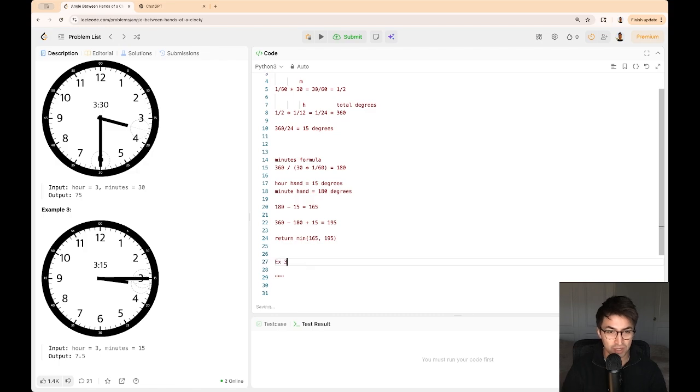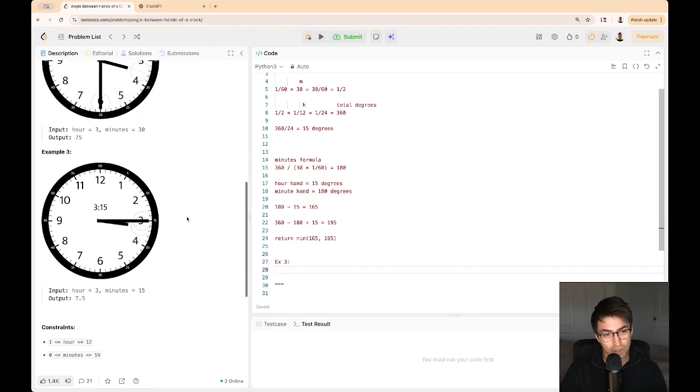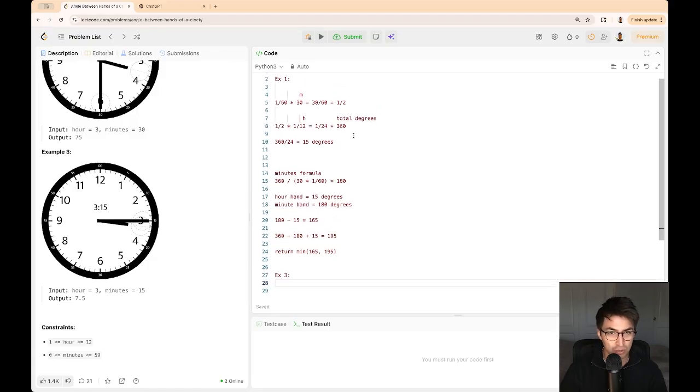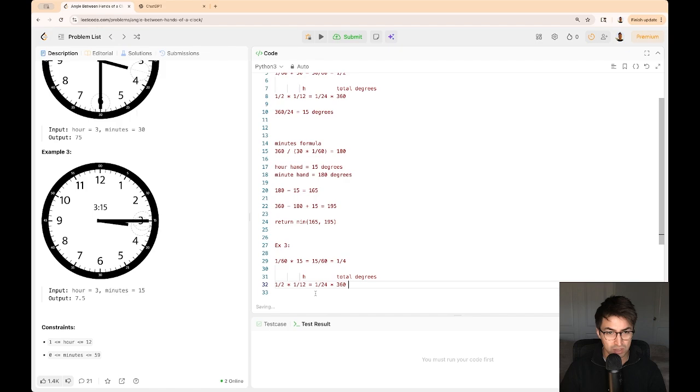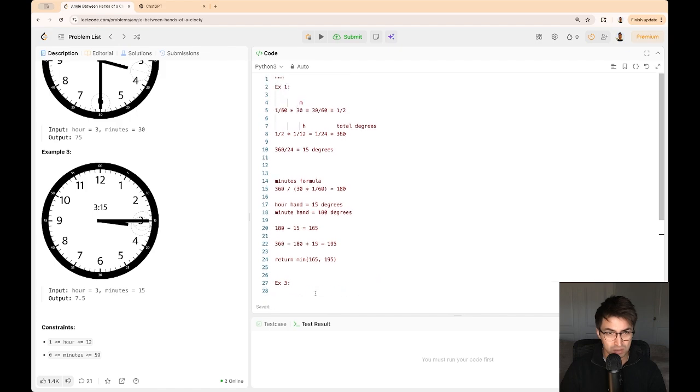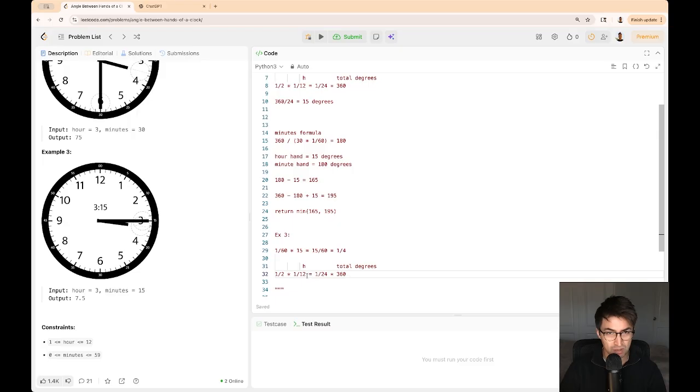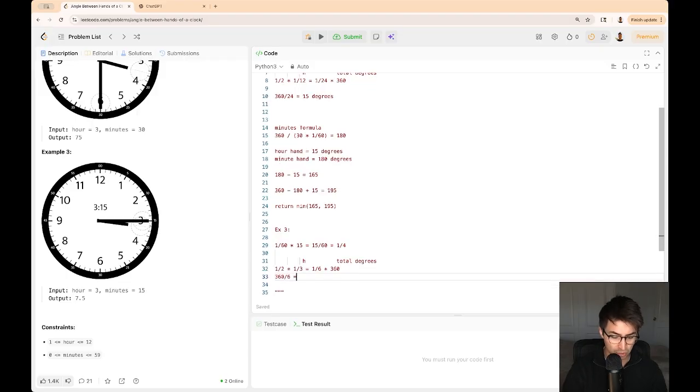Let's think of example 3. Example 3, hour 3. So let's just copy this over. The minutes was 15, and that is 1/4. The hour is 1/2 times 1/3, which equals to 1/6 times 360 degrees. 360 divided by 6 equals to 60 degrees.